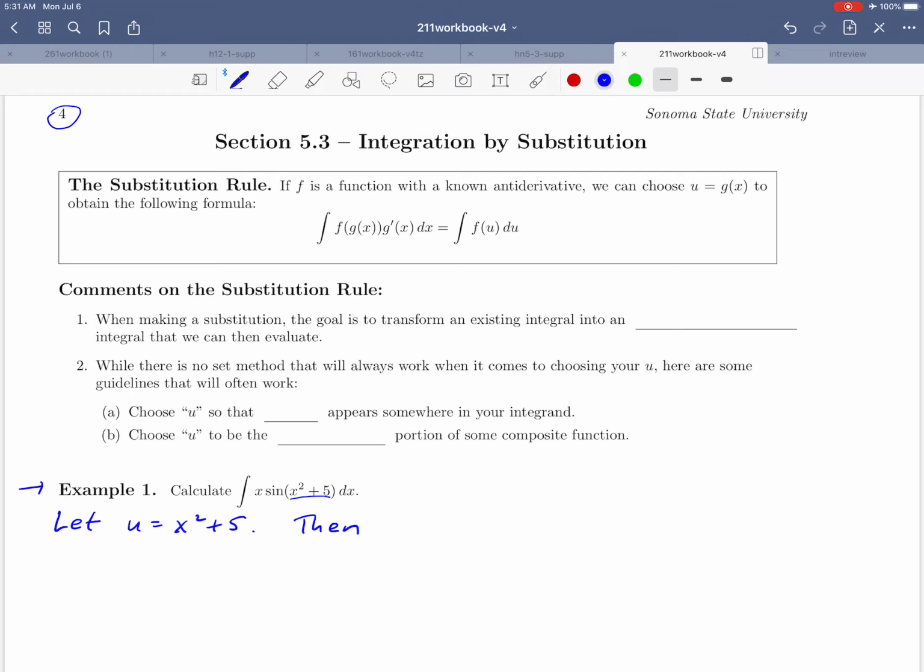After you choose a U like that, the rules of the game are that the next thing you do is take the derivative of that U. So the derivative of x squared plus 5 is 2x, and we stick a dx on the end of that: 2x dx. Then we algebraically get the dx by itself by dividing both sides by 2x. When you do a U substitution, those first few steps are always going to look the same. The idea then is to take these two pieces, the u and the dx, and substitute those into our integral.